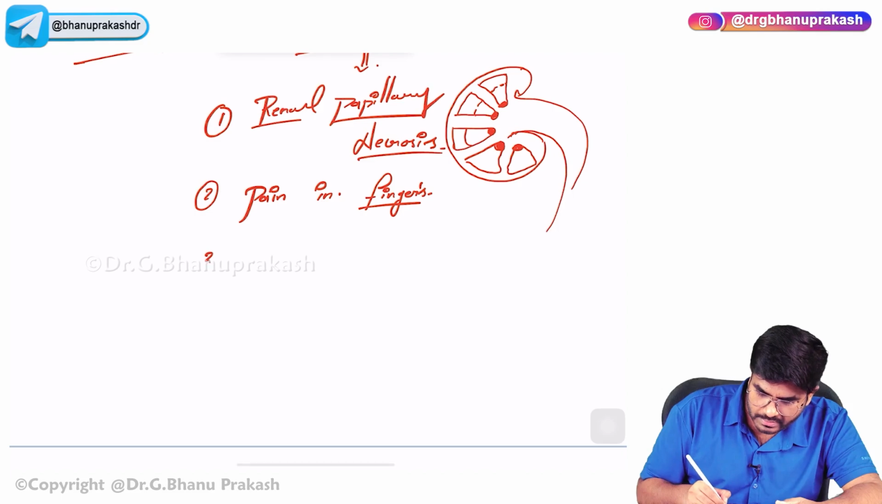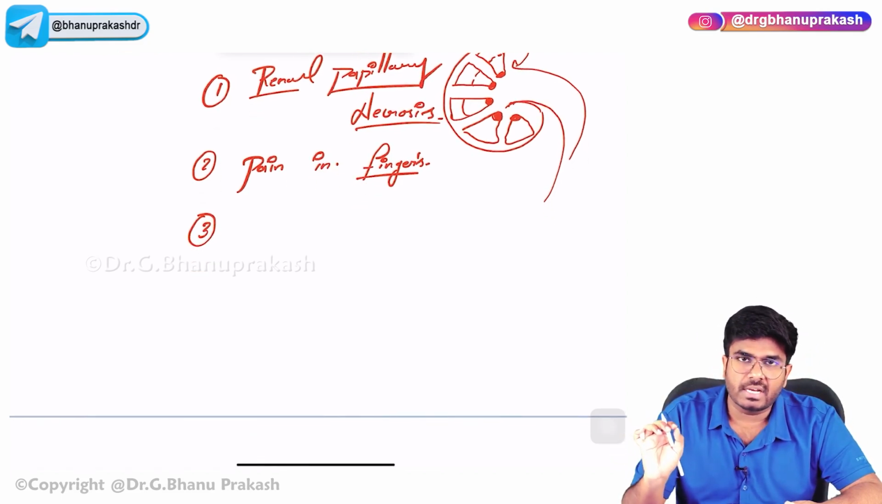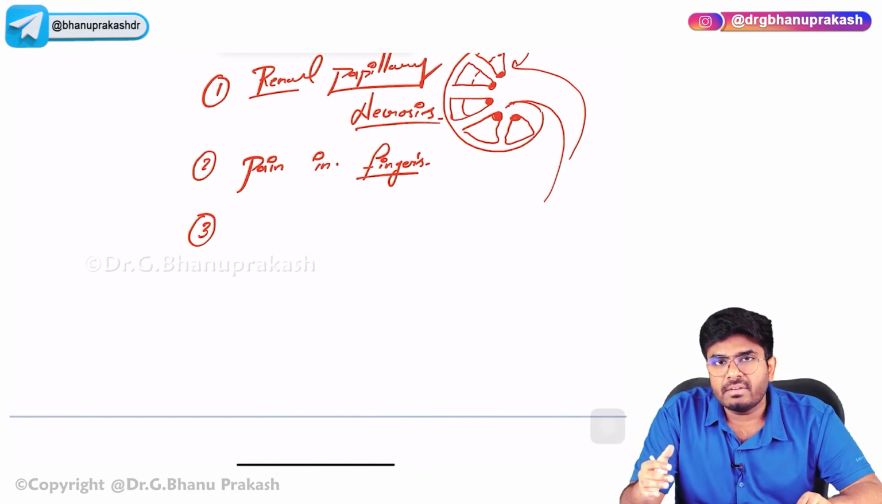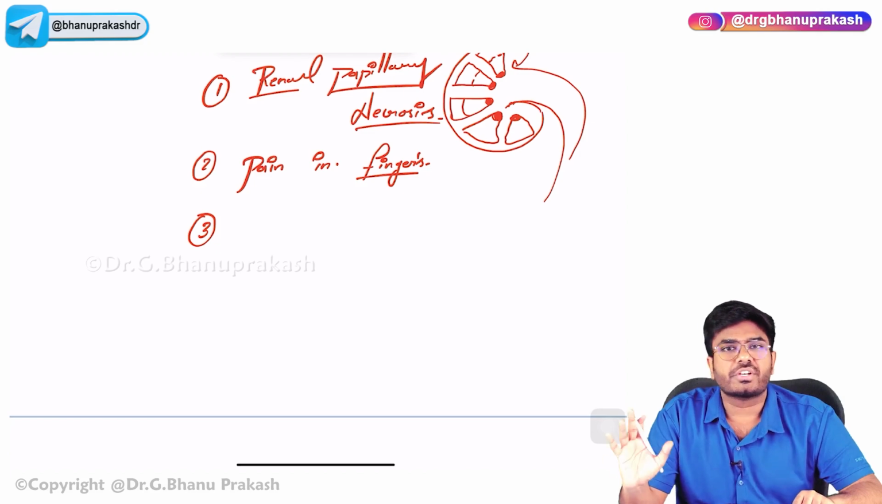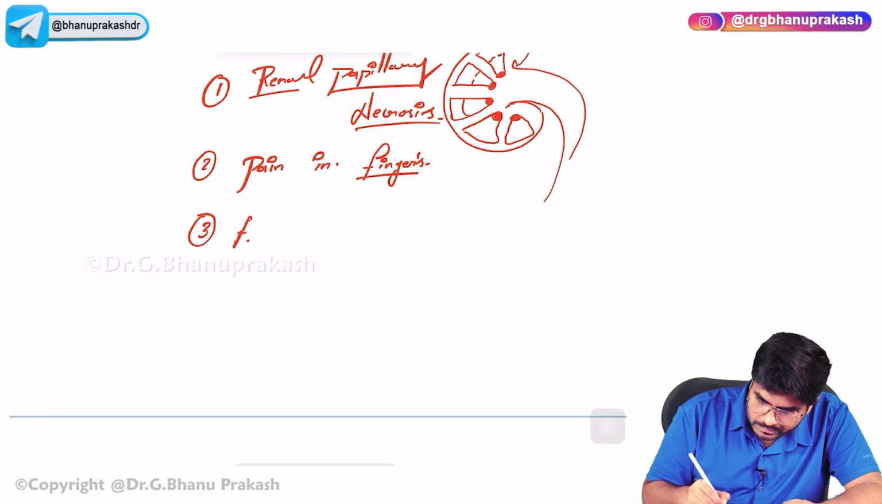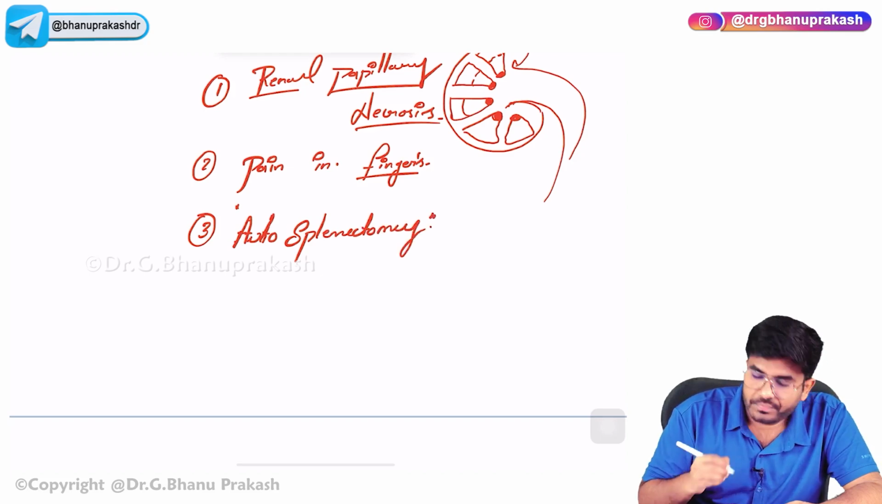The third point is that the blood flow to the spleen is also going to be affected. The sickle cell RBCs are going to block the blood vessels within the spleen. So with time, the spleen will totally undergo destruction. This is called autosplenectomy. The total spleen is going to be lost.